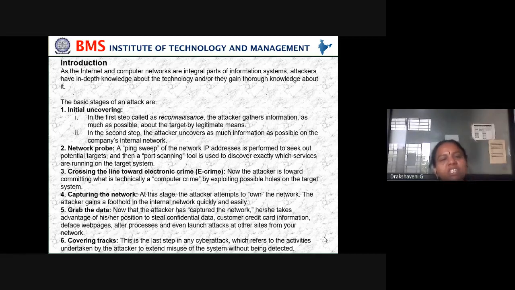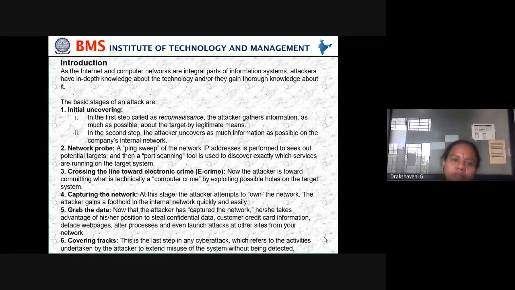First one, initial uncovering. In initial uncovering, the attacker first tries to gather all the information that is required. Then they try to find out what information is possible to get about the company's internal network. That was the first step, initial uncovering.